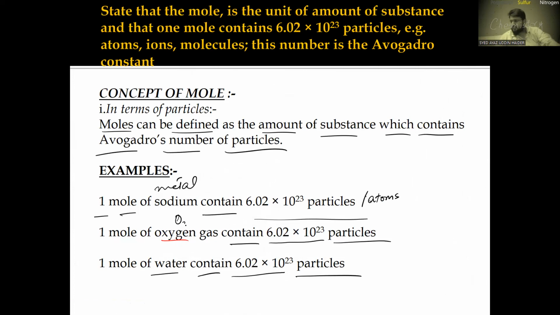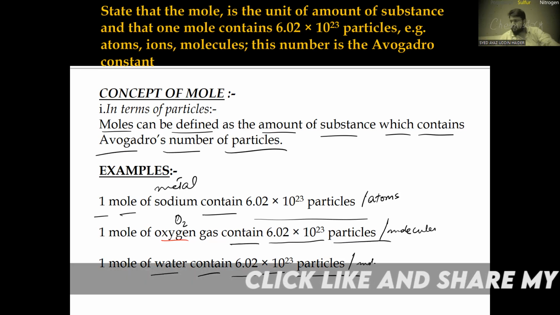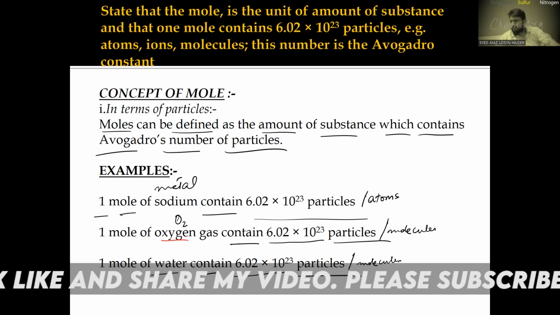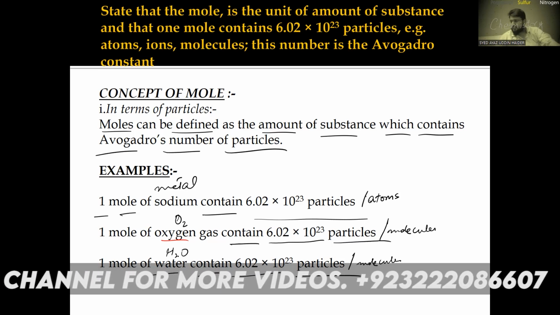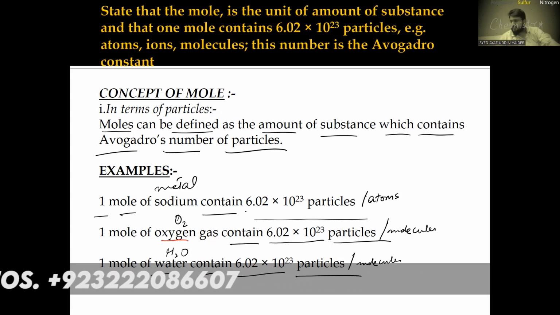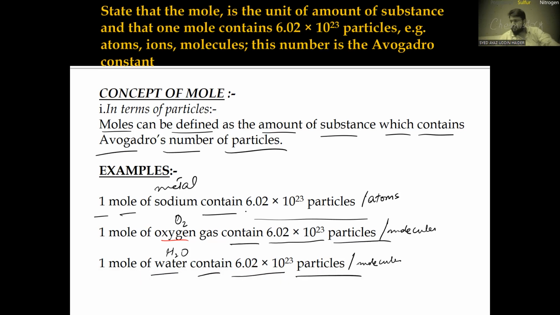This is the formula of oxygen. So we can write molecules. In the same way, we can also write molecules for water. We know the formula of water, H2O. You have to learn this value. Otherwise, you can get this value from the periodic table if it's provided to you.